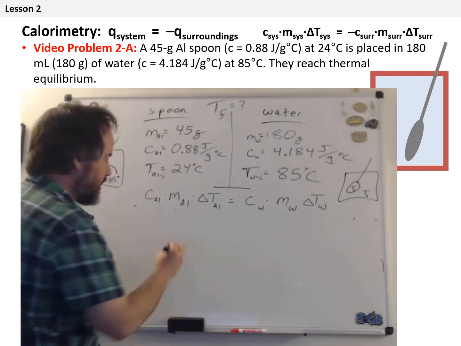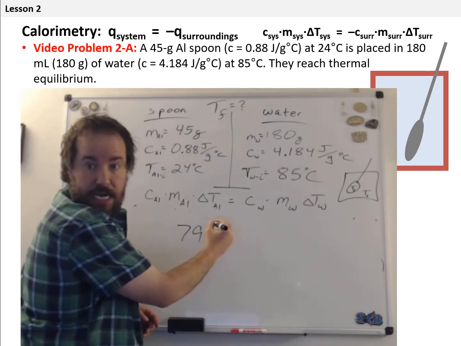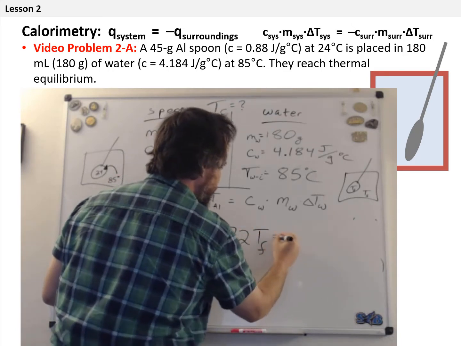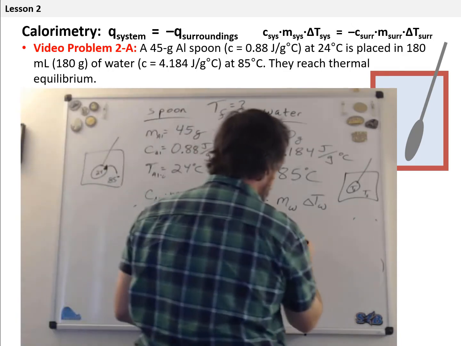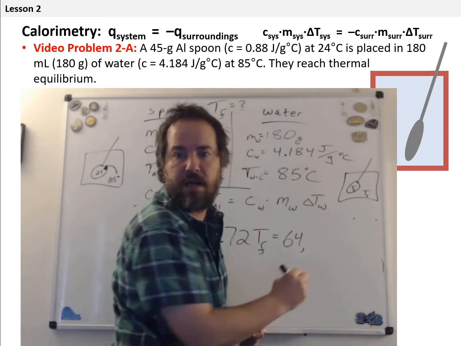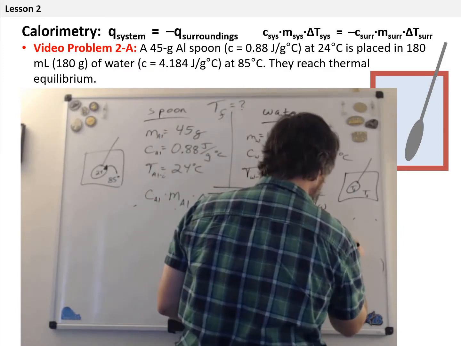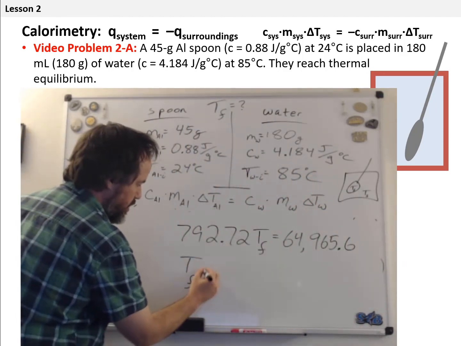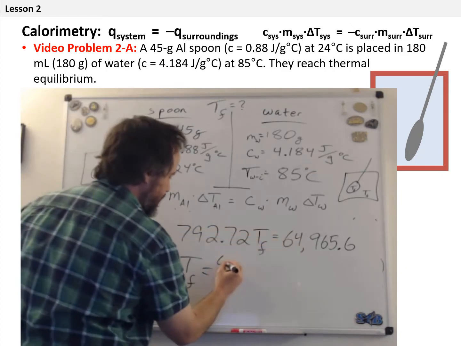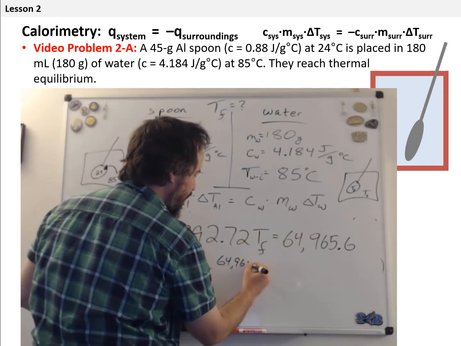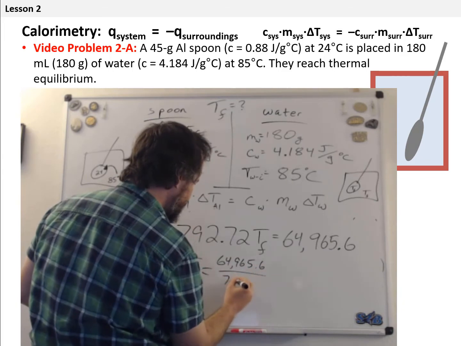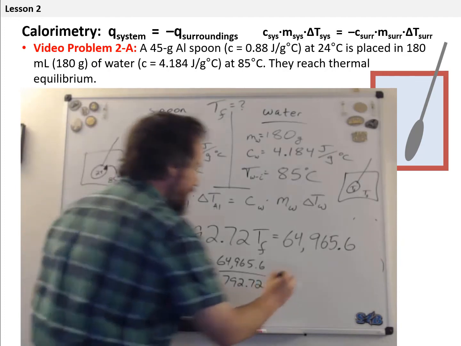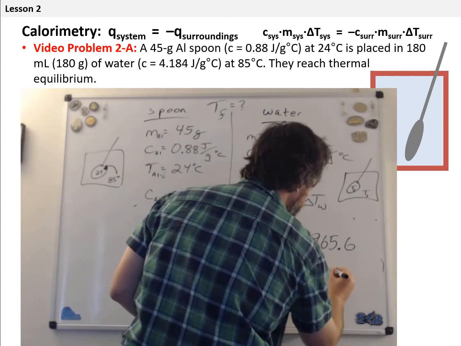What do we end up with? We end up with 792.72 TF equals 64,965.6. I solve for TF, and that ends up being 64,965.6 over 792.72, and I end up with 82 degrees Celsius.